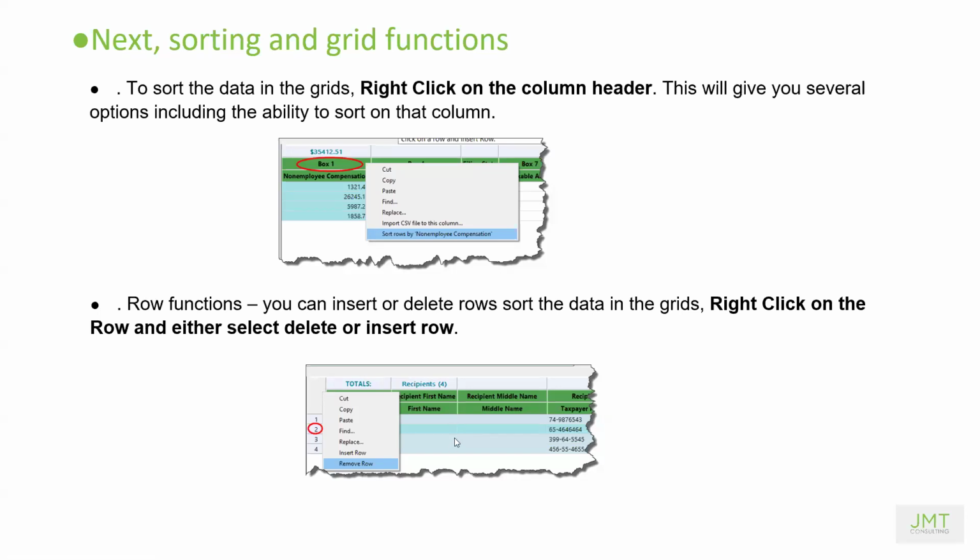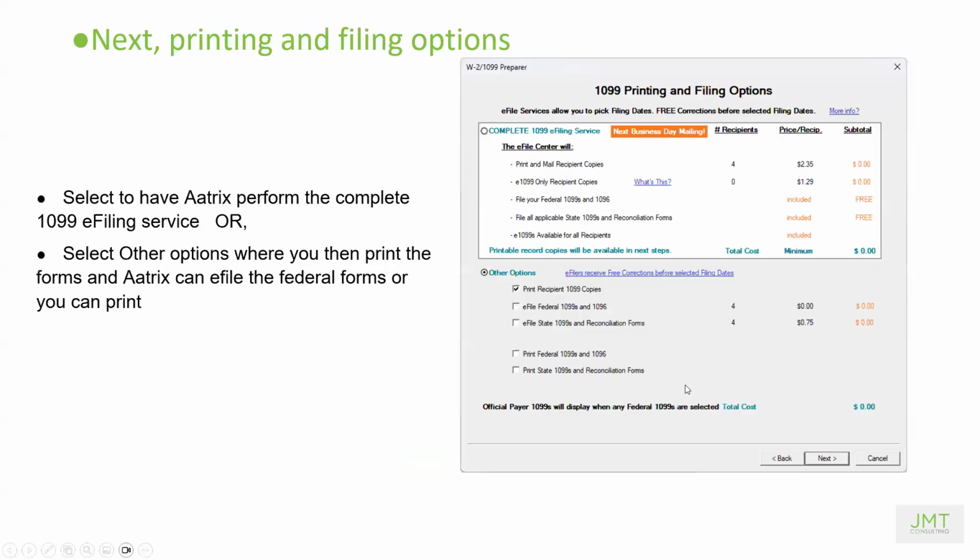And you can also have the same right-click functionality under rows, and you have to click on the row number to get that functionality. It's a little thing, but it makes a difference.